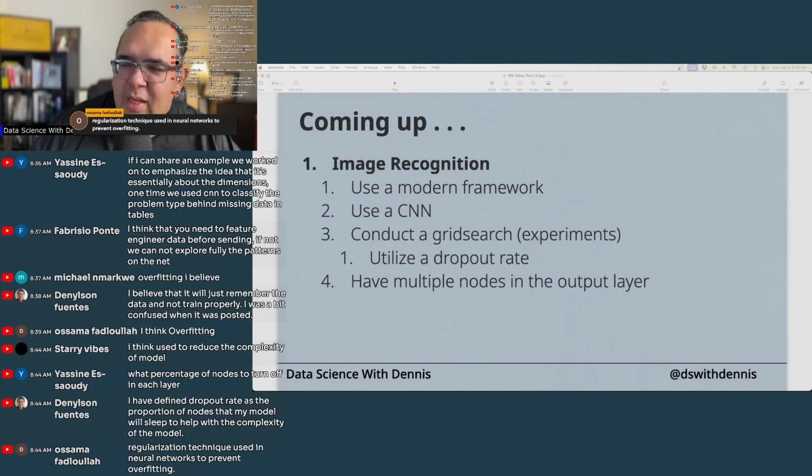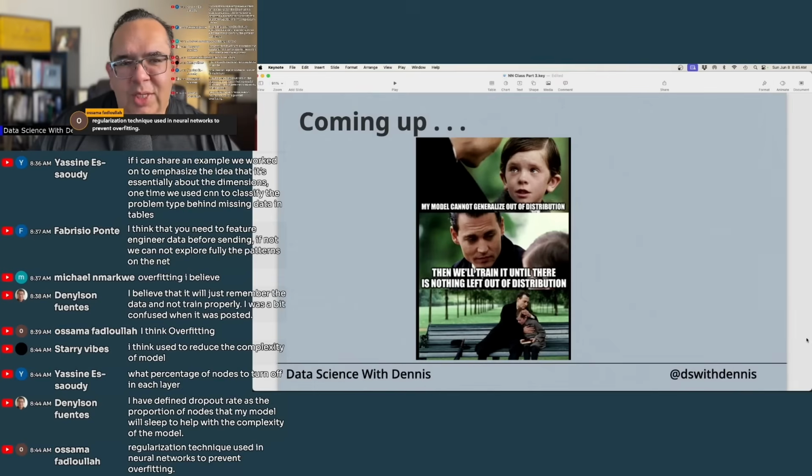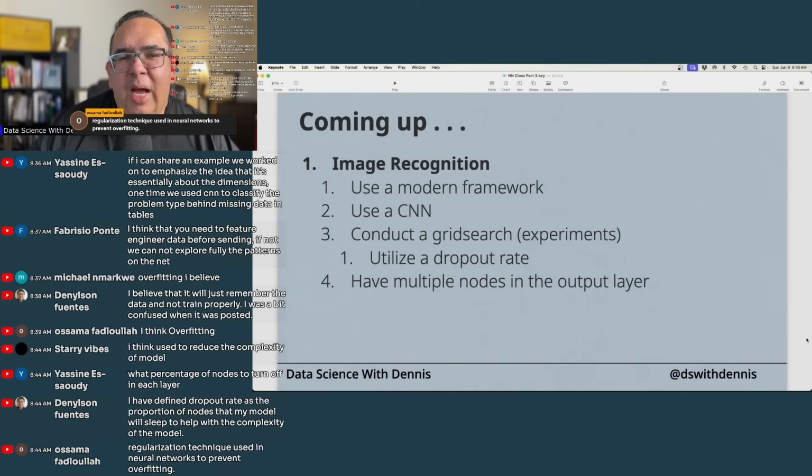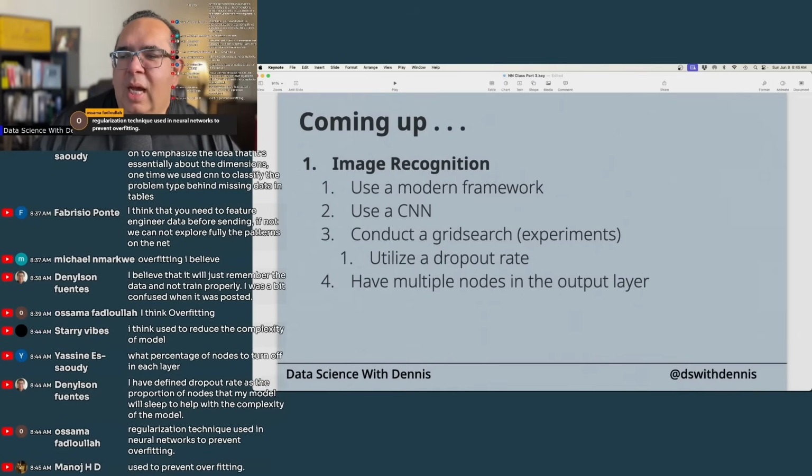Overfitting, right? I mean, that's pretty important, right? You know, just as we talked about on our previous meme, right? You don't want to get everything because then you're just overfitting, right? So how do we account for overfitting in our models? Like how are we going to prevent that ourselves? Right? Kind of an important discussion. Manoj says used to prevent overfitting.